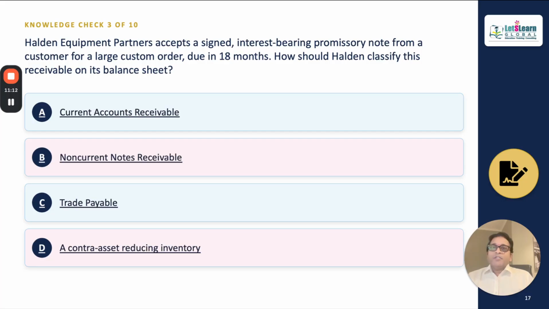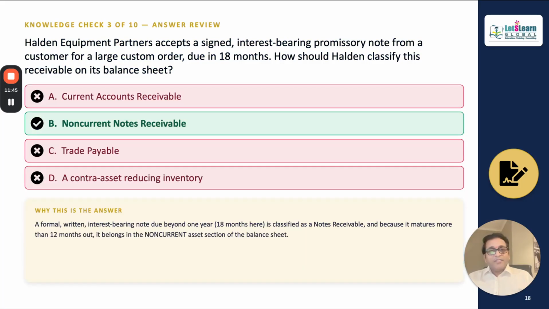Halden Equipment Partners accepts a signed interest-bearing promissory note from a customer to whom we sold goods earlier for a large custom order due in 18 months. How many months? 18 months. So our threshold is 12 months to become a current receivable, to treat it as a current asset. How should Halden classify this receivable on its balance sheet? Current or non-current? Non-current. 18 months, more than 12 months. Yep, super.